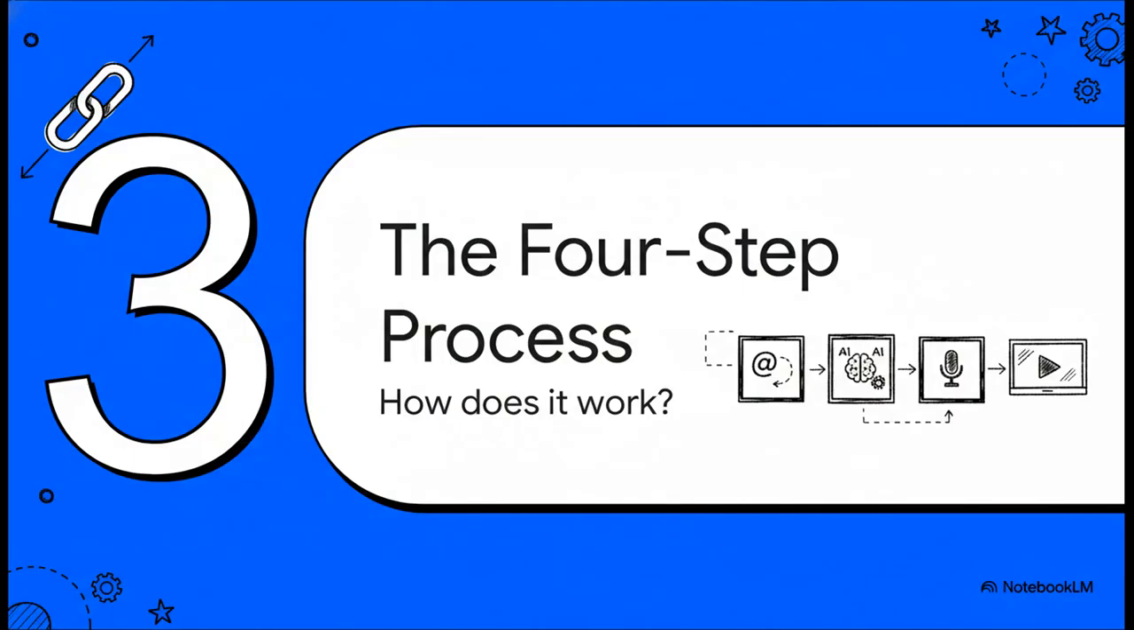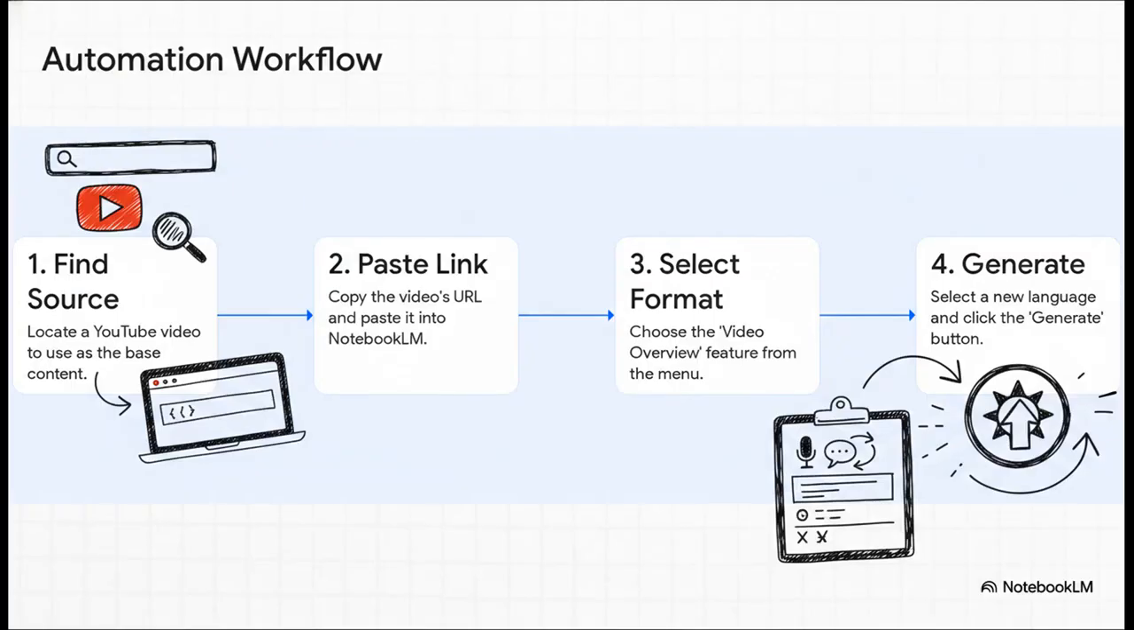Okay, so how does it actually work in practice? Well, the process is broken down into this remarkably simple four-step workflow that's supposed to turn a single link into a totally finished video. And it really is this simple. Step 1, find any YouTube video you want. 2, paste that link into Notebook LM. 3, you select Video Overview and pick whatever language you want. And 4, you hit Generate. That is the entire one-click promise right there in action.